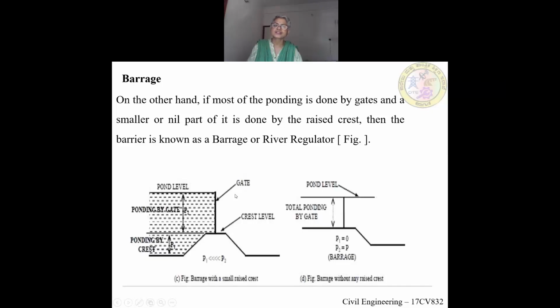Here the ponding is done by the gate plus a small height of crest level. On the other hand, if most of the ponding is done by gates and a smaller or nil part of it is done by a raised crest, then the barrier is known as a barrage or river regulator. So that is the difference between a weir and a barrage. A barrage will have gates, and most of the ponding is done by the gates. In a weir, most of the ponding is done by the crest level.